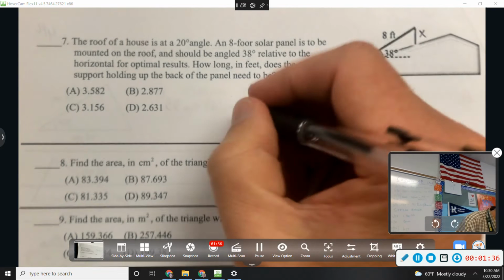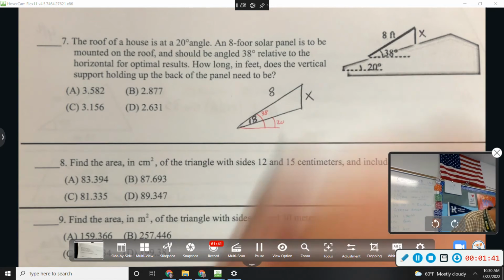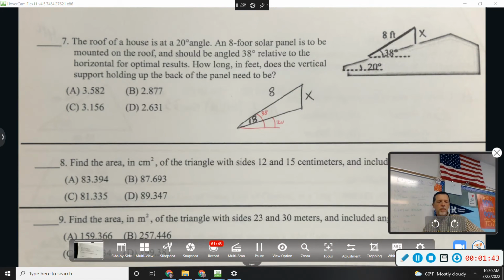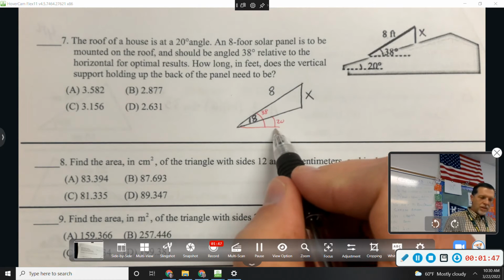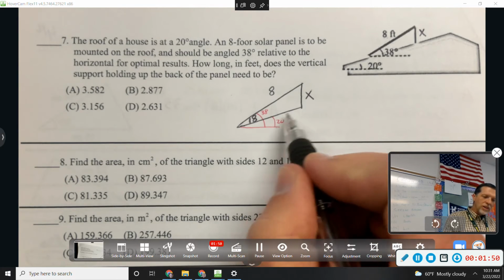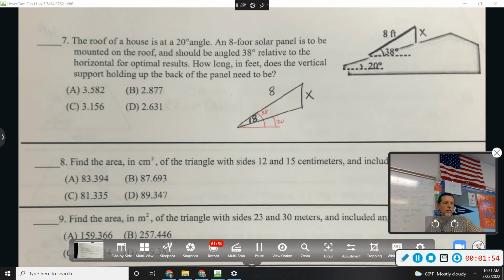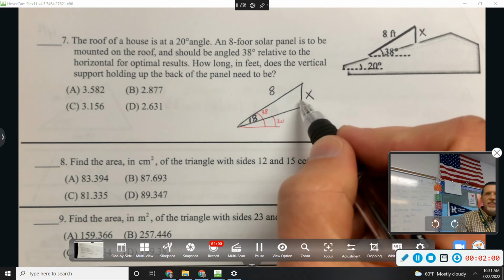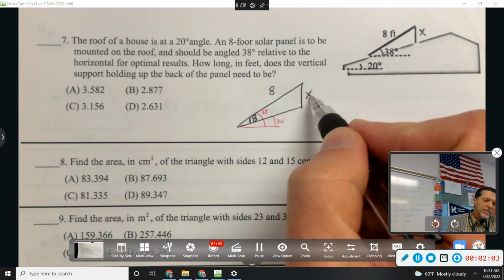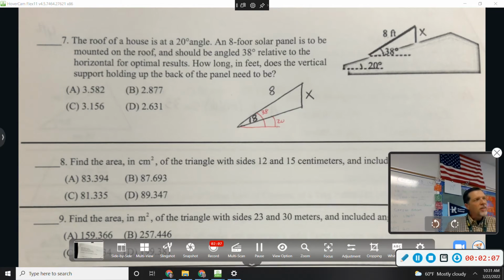So you got to look at the picture. You can't just start randomly adding numbers together. Because 38 is the full angle, but 20 is up to the roof line. So what's left over is 18. So we're maybe headed toward law of sines, because sine of 18 over x. The trouble is I don't have another pair yet.